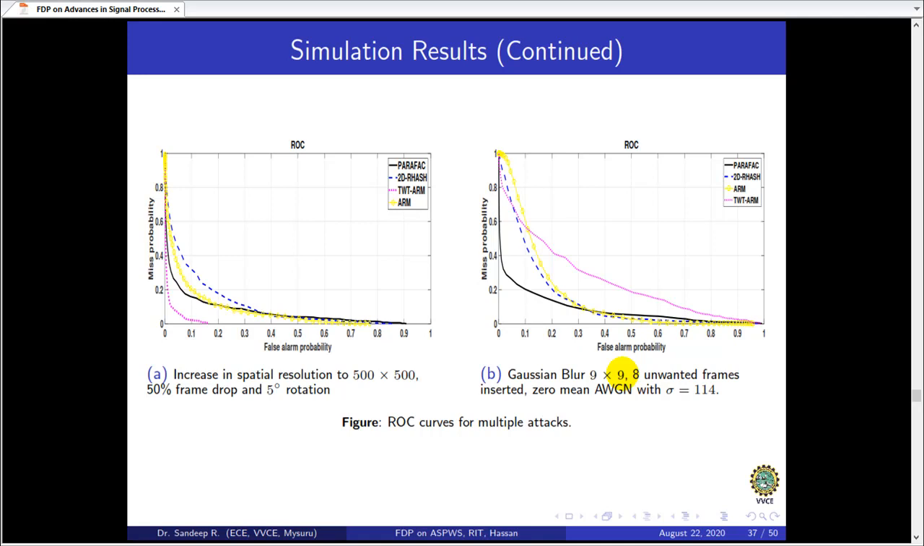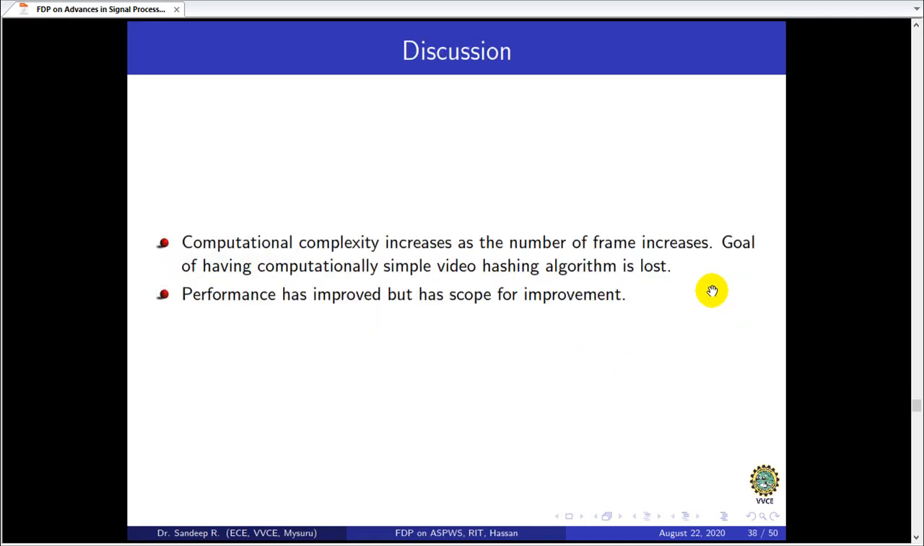So can we generalize it? That is the idea, so that we can get a better performance of the algorithm. So can we do that? Okay, so that is basically the idea here.